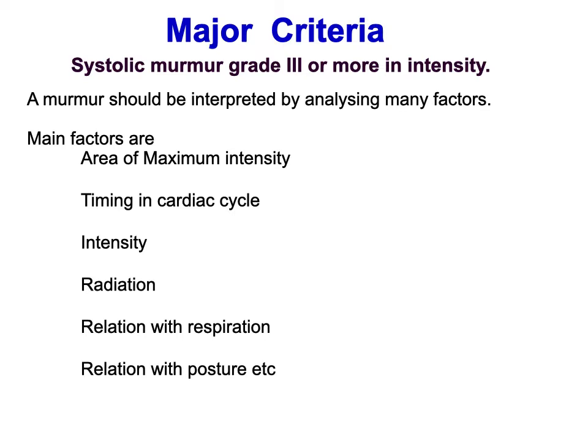Many times they do not differentiate. If they differentiate, the difference between radiation and conduction is this. In conduction, the intensity is the same all throughout. In radiation, intensity is prominent or maximum in a selective direction. That's all. Now, how is it related to respiration? That means whether the murmur is more intense in inspiration, expiration, or both, and how posture and other things affect the intensity of the murmur and your clinical diagnosis.